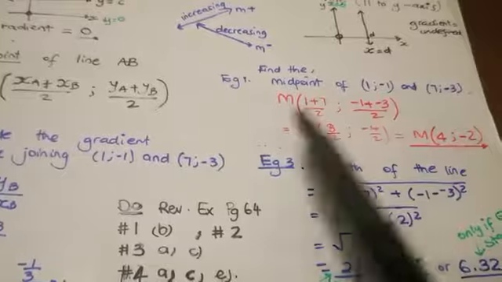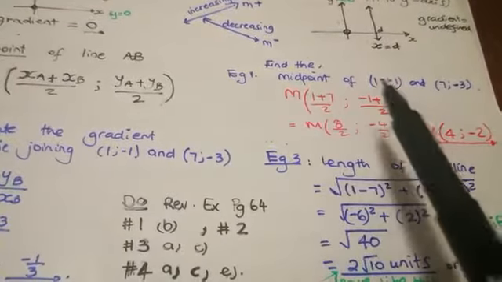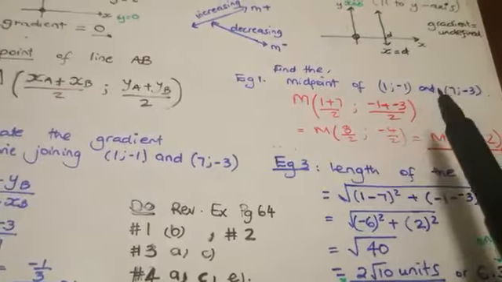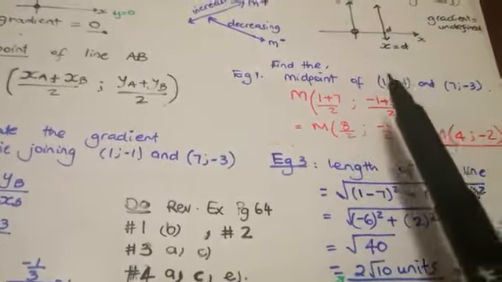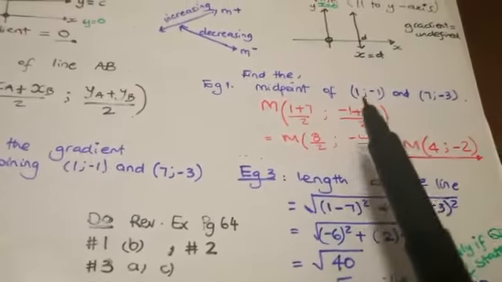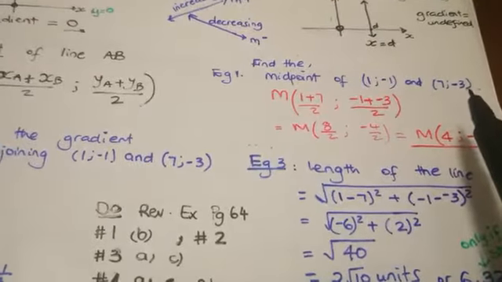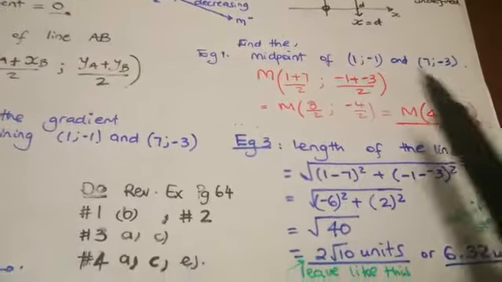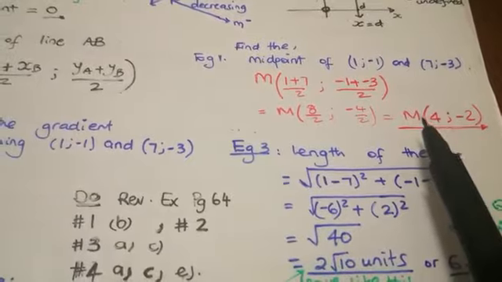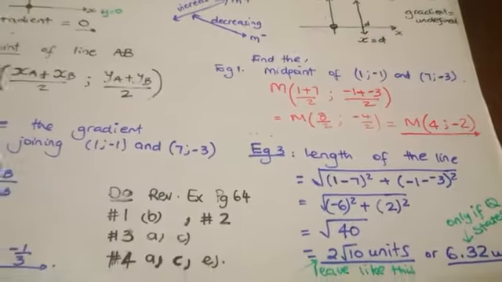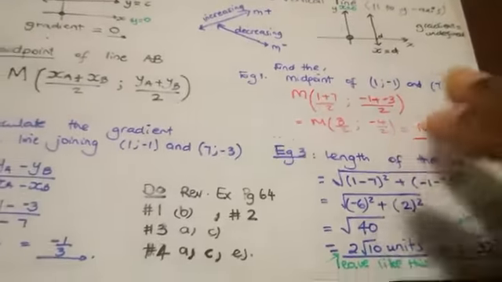I started with the midpoint, so it is 1 plus 7, the x values first and then the y values. 1 plus 7 is 8, divided by 2 is 4. Then negative 1 plus negative 3 is negative 4, divided by 2, I get negative 2. Please notice there's no equal sign between the M and the bracket. Please write like that. If you put the equal sign, your marks will be deducted.